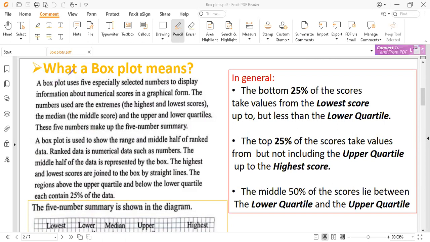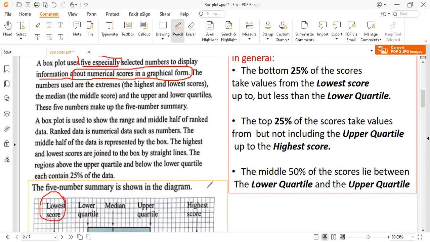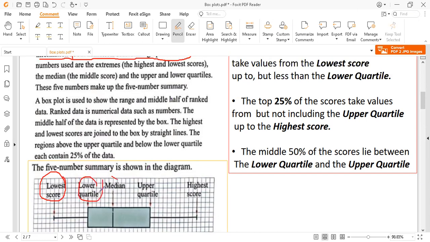So first of all, what a box plot means. Normally, we should know first of all that a box plot uses only five specially selected numbers to display information about numerical scores in a graphical form. What are these five numbers? The five numbers are the lowest score from the list of scores, then the lower quartile, median, upper quartile, and highest score.